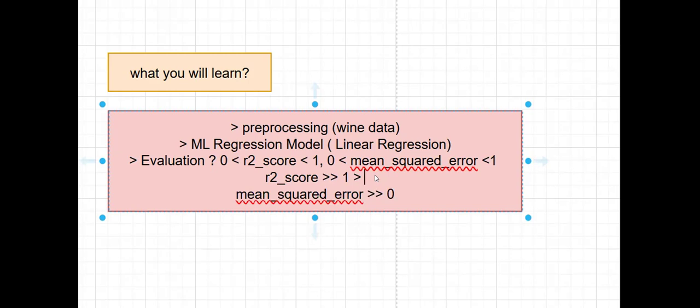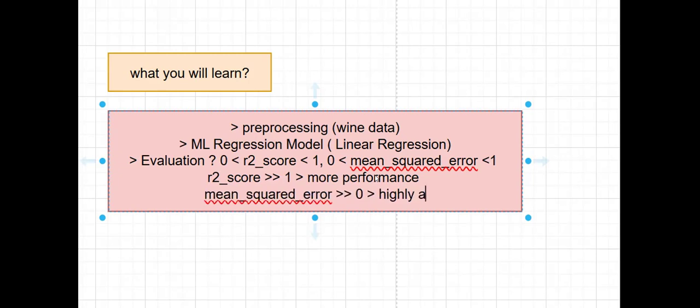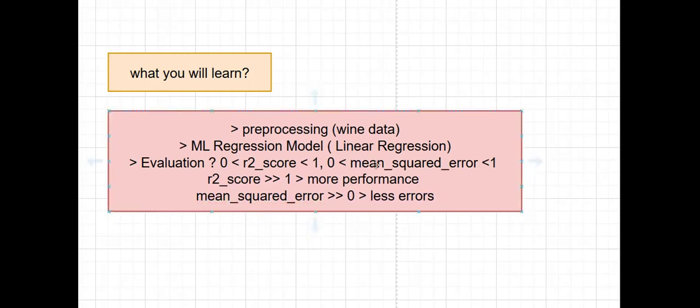It provides more performance. Whereas mean square error near to 0 means less error, that is highly accurate, or you can say less errors, right? Yes, our model is producing less errors. So now in this lab, we are going to perform all these tasks.